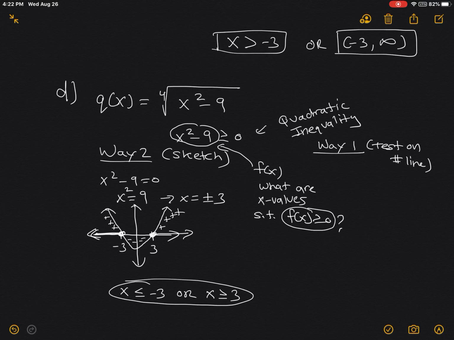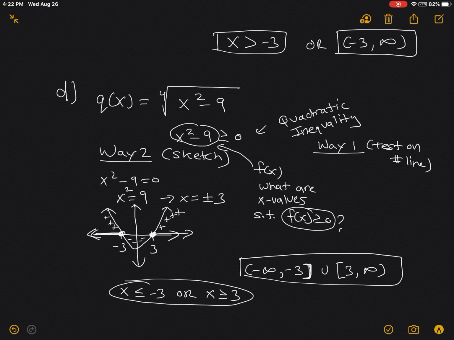So if you write this in interval notation, you would say minus infinity to -3, and then, actually this should be a bracket because it includes the value, for x is less than or equal to negative 3. Union 3 to infinity. So, inequality notation or interval notation. Again, if you need some help solving quadratic inequalities, just take a look at this video again, how I did it.